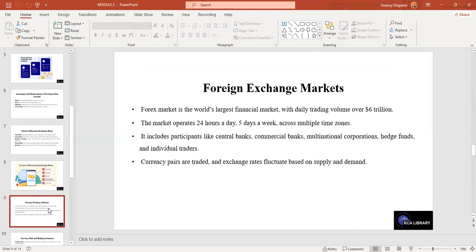Let's look at foreign exchange markets. The foreign exchange market is the world's largest financial market, like I said, with daily trading volume of over $6 trillion. The market operates 24 hours a day, 5 days a week across multiple time zones. It includes participants like the central banks, the commercial banks, multinational corporations, hedge funds, and individual traders. Currency pairs are traded and exchange rates fluctuate based on supply and demand.